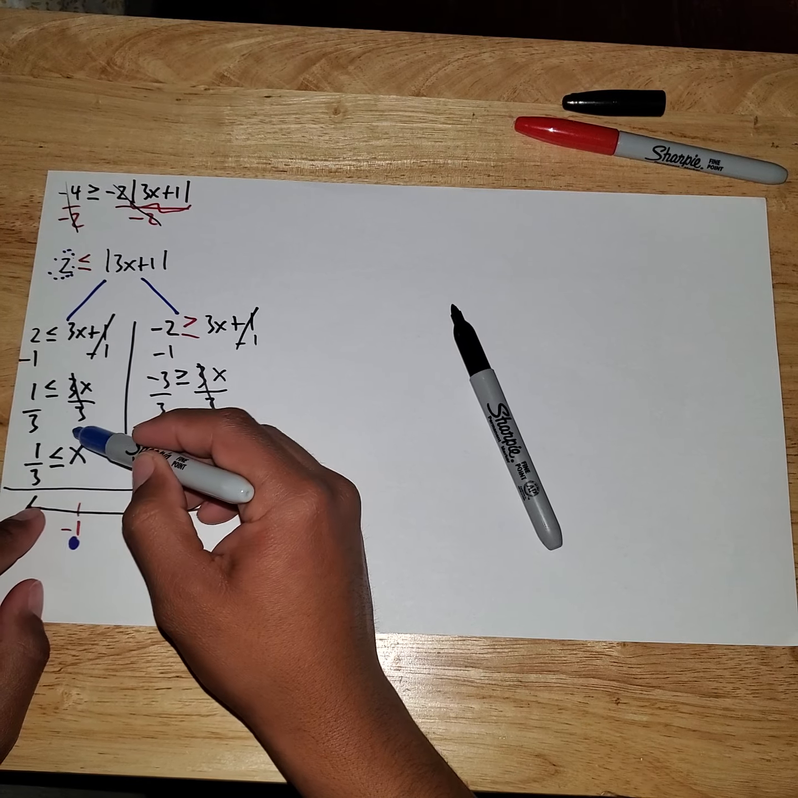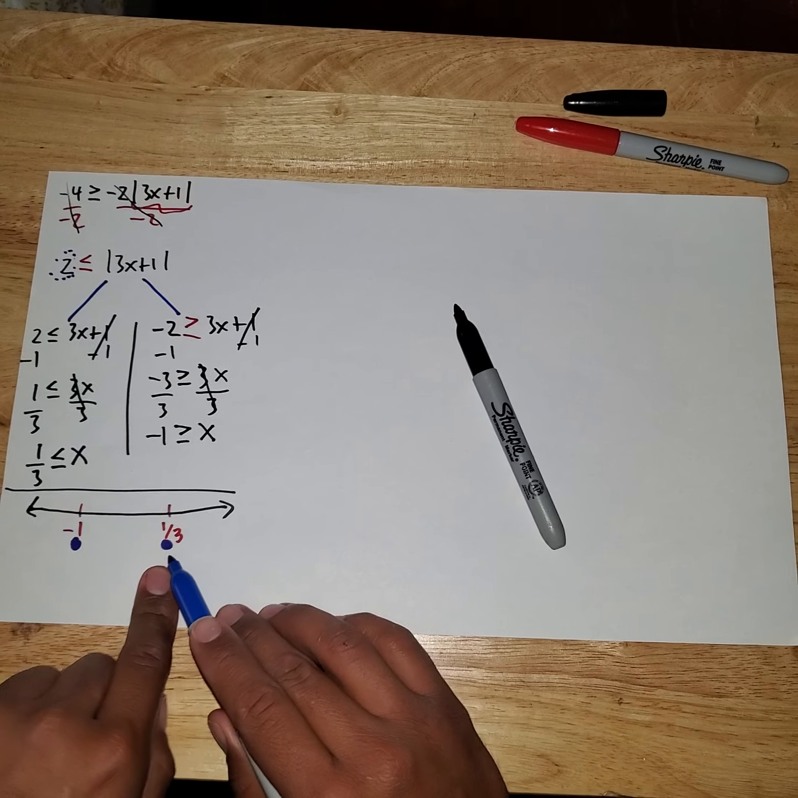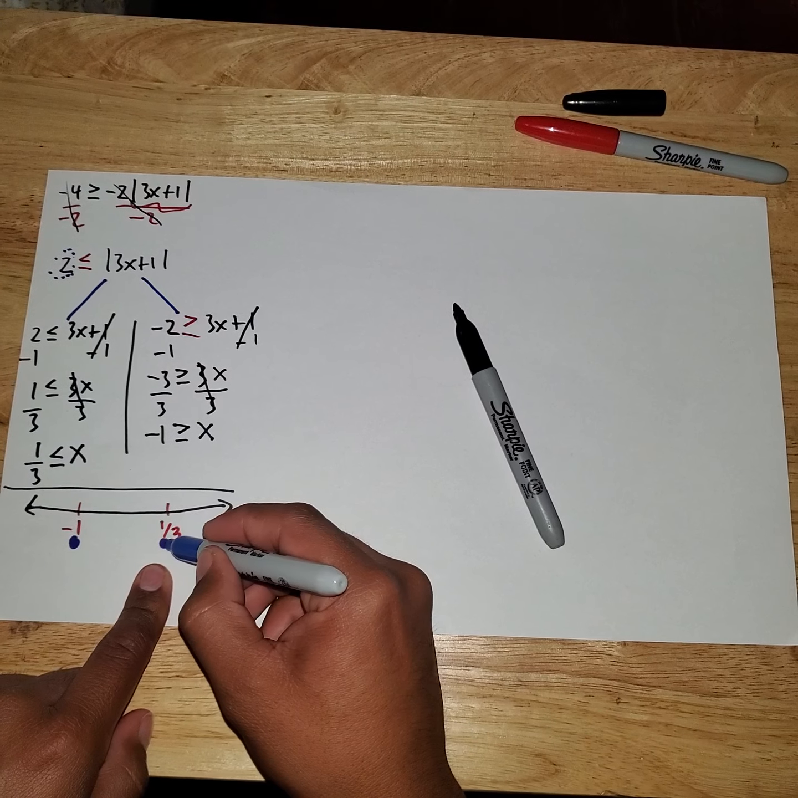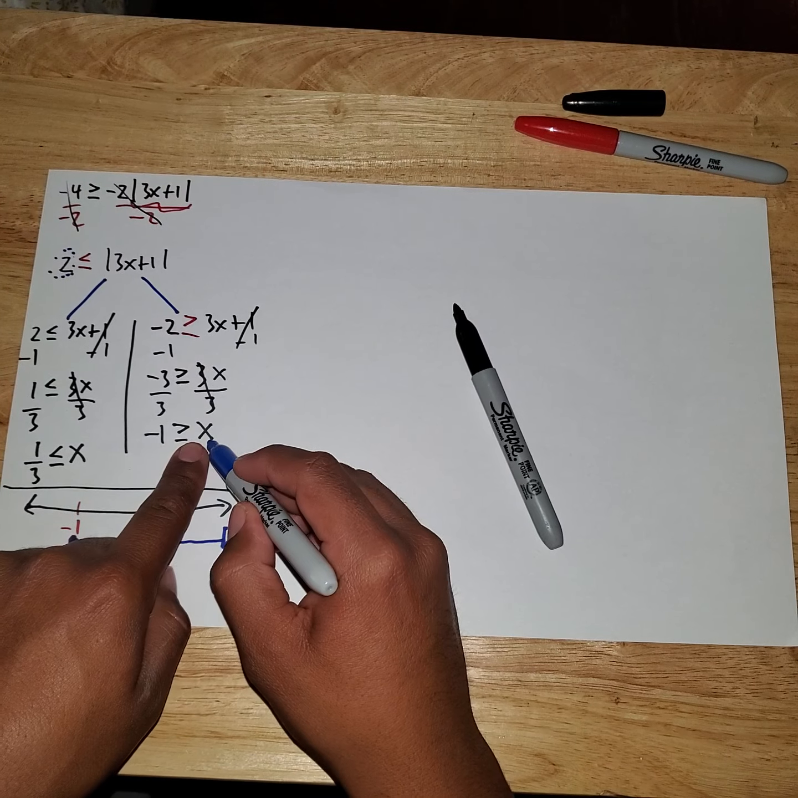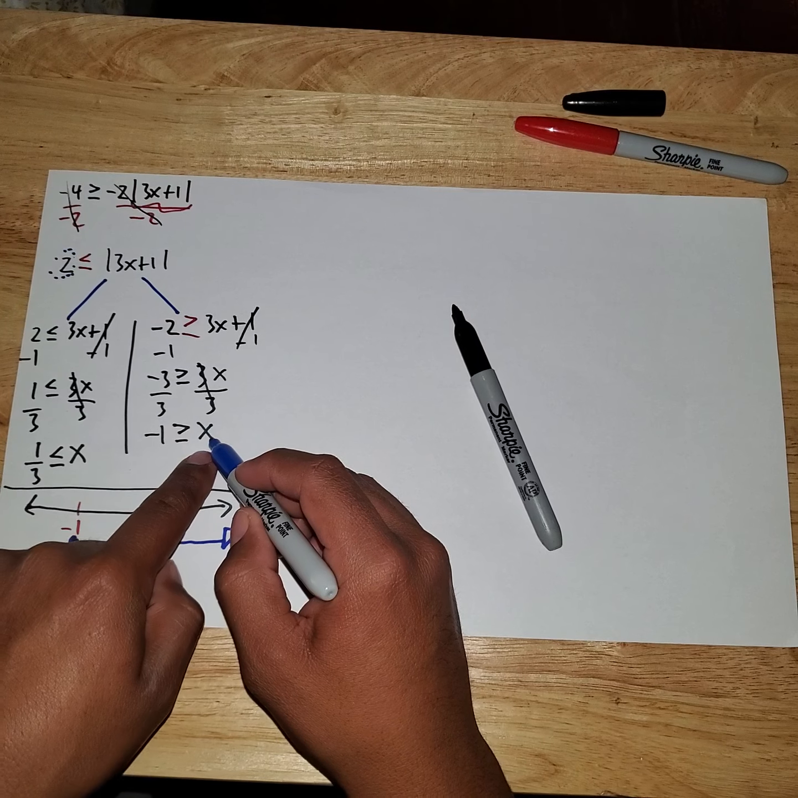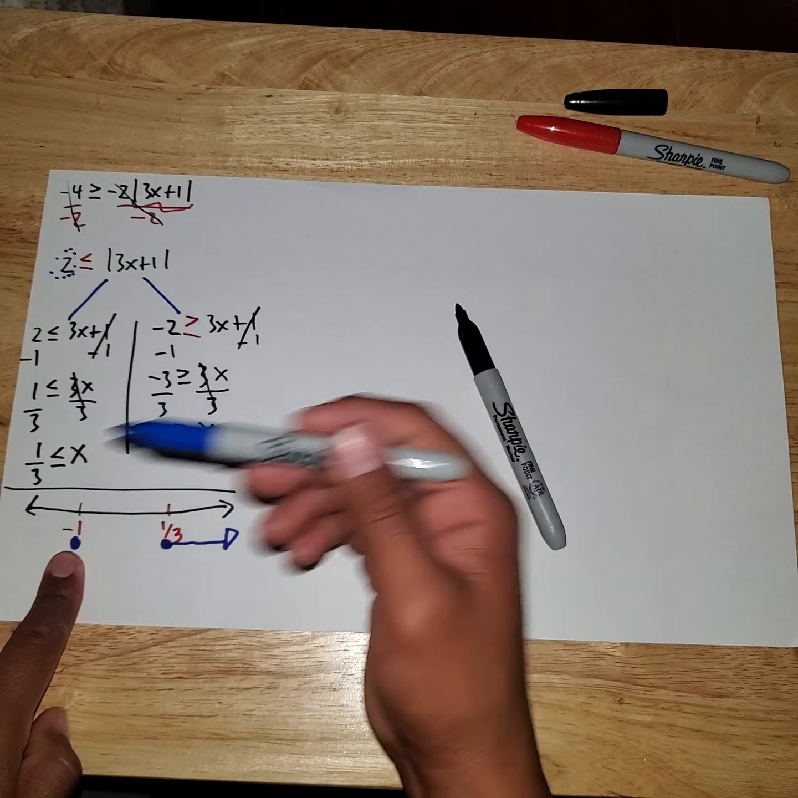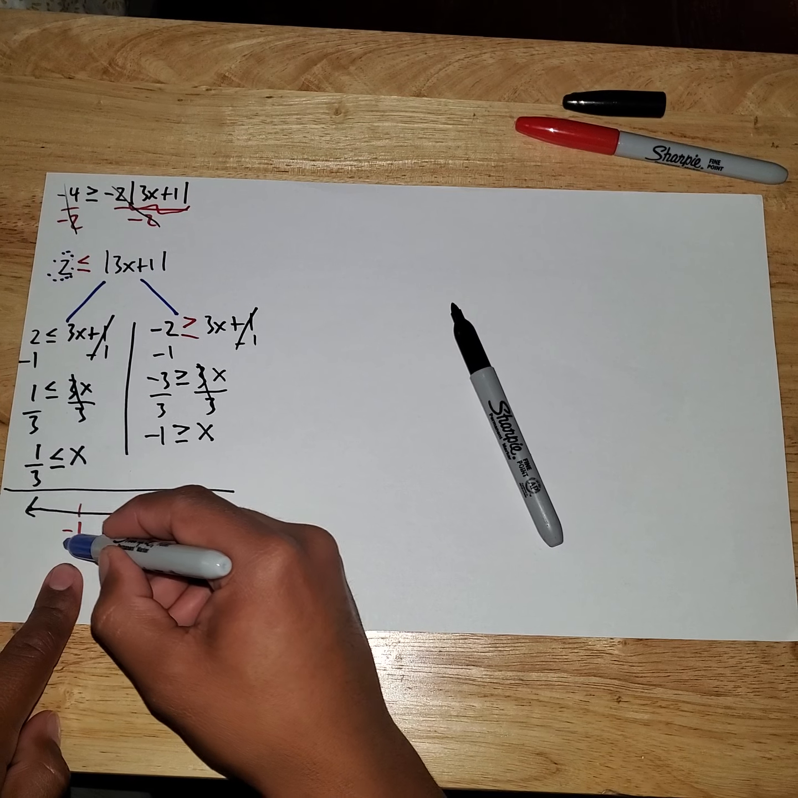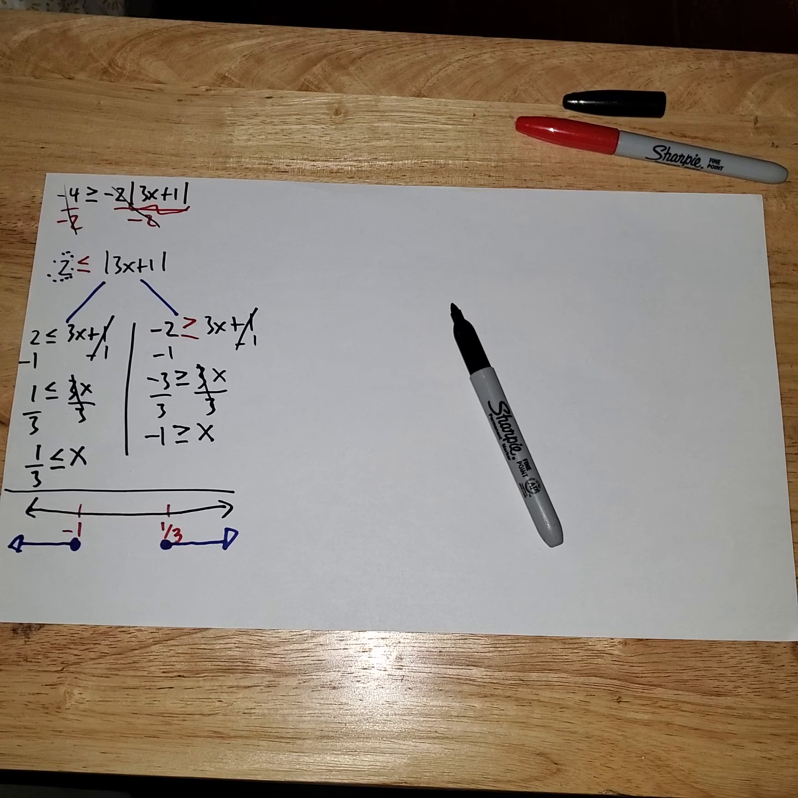So this is saying that x has to be bigger than 1/3. And remember, bigger numbers are always on the right. And this is saying x has to be smaller than -1. Smaller numbers are always on the left. And that would be your solution.